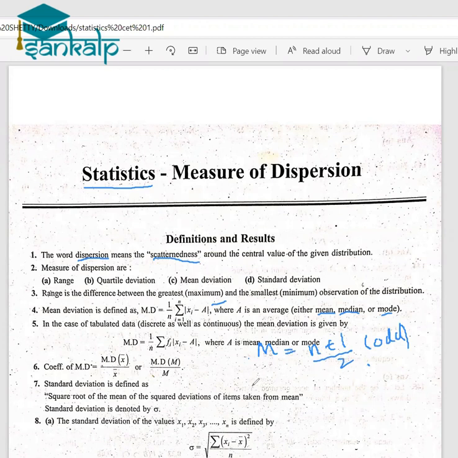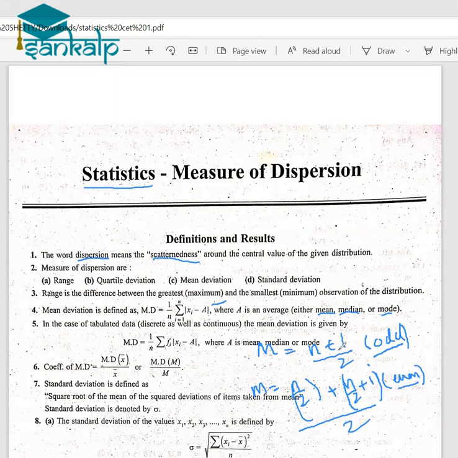When n is an even number, median is equal to the (n by 2)th term plus the (n by 2 plus 1)th term, whole divided by 2. So you are considering the n by 2th term plus the n by 2 plus 1th term whole divided by 2 when the number of scores is even, and we use the formula n plus 1 upon 2 when the number of scores is odd in case of ungrouped data.